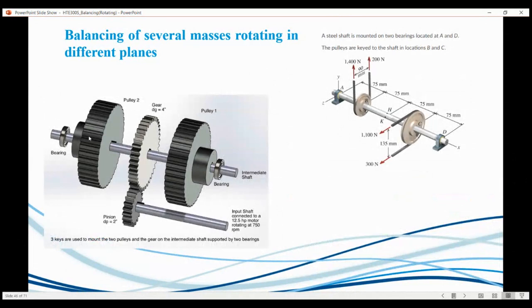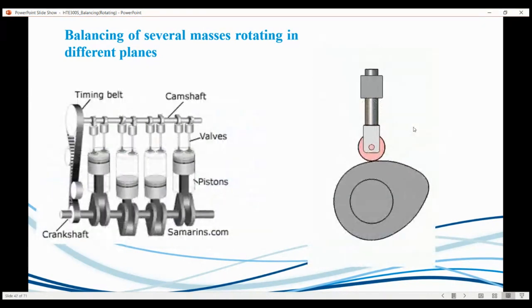Another good example is this so-called transmission system of some sort, where you have one gear there, another gear there, another gear there. This could be a system where you have several masses rotating in different planes. We also have something similar to this: two bearings, with one pulley system there and one pulley system there. We'll be using a similar analysis in the next chapter.